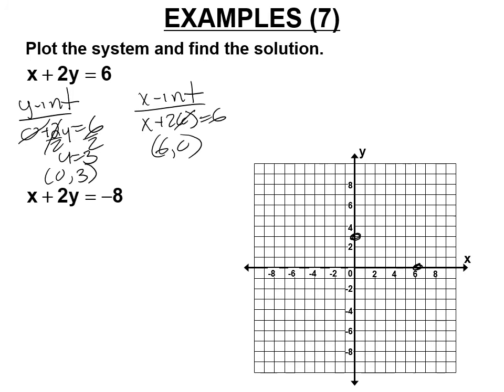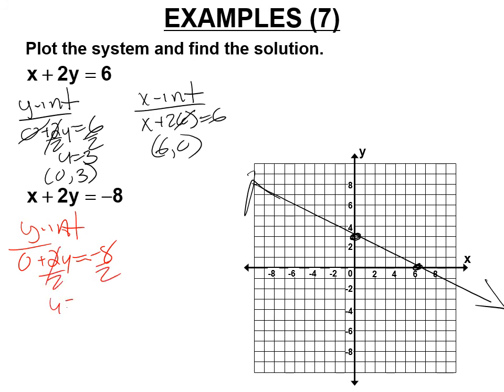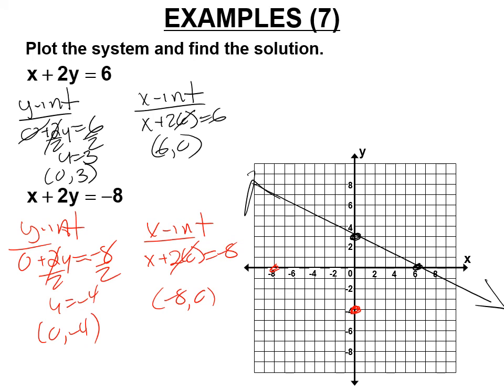Now these look suspiciously similar, don't they? What's going to happen here? Let's do the other one. Y-intercept, x equals 0. Divide by 2, y equals -4. Y-intercept (0, -4). X-intercept, y equals 0. x equals -8. So (-8, 0) is the x-intercept. So what's the solution here? These are parallel, so there is no solution.